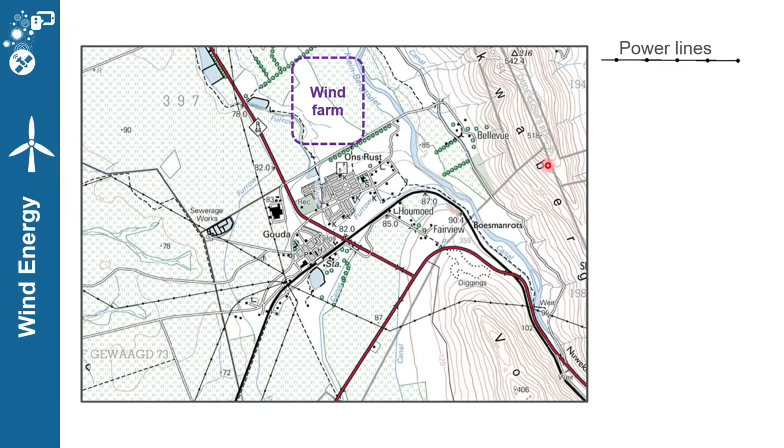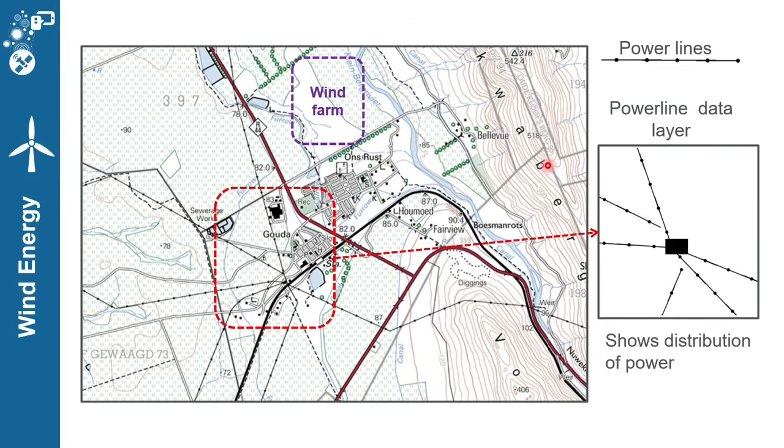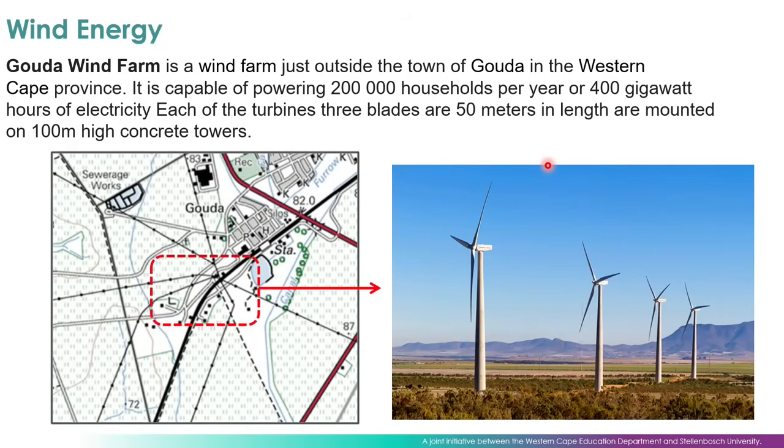How do I know? Firstly, there's power lines. See that? There's the power lines running from the center. There's usually turbines. So here's the Gouda wind farm, just outside the town of Gouda in the Western Cape province. It is capable of powering 200,000 households per year, or 400 gigawatt hours of electricity. Each of the turbine blades, the 3 blades, are 50 meters in length.